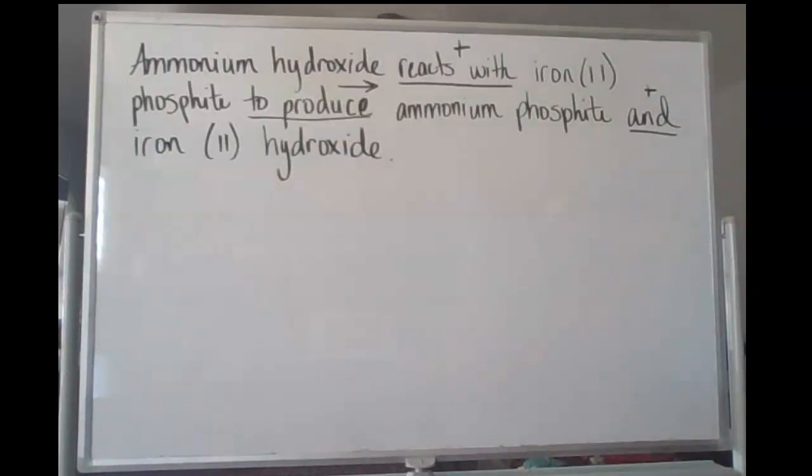Along the top line, I have reacts with, which is going to be a plus sign. In the middle line, I have to produce, which is an arrow. And then I also have the word and, which means that I'm going to have another plus sign. So taking all of this from the skeleton equation and putting it together to make the chemical equation, I'm going to end up with this.